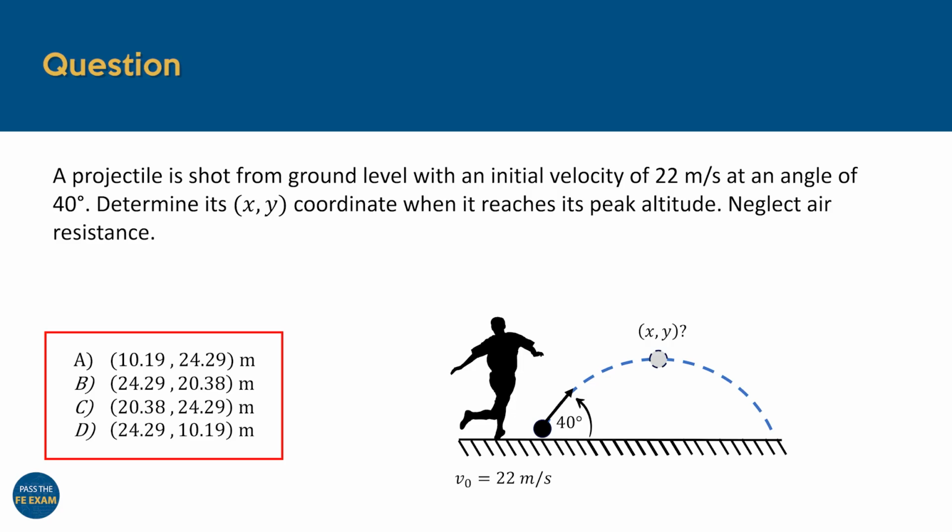This problem involves a classic projectile motion scenario. A projectile is launched from ground level with an initial velocity of 22 meters per second at an angle of 40 degrees. The objective is to determine the projectile's exact position, specified by its x and y coordinates, at the moment it reaches its maximum altitude.